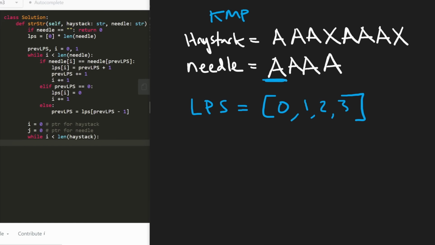So our pointers are going to be at the beginning of both of the strings. We're going to check, are they equal? That's the first thing we're going to check, right? Because we want to find all equal characters until maybe we find a mismatching character. So let's add that as a condition. If haystack at index i is equal to the needle at index j, then all we want to do is increment both of the pointers. So i plus 1, j plus 1.